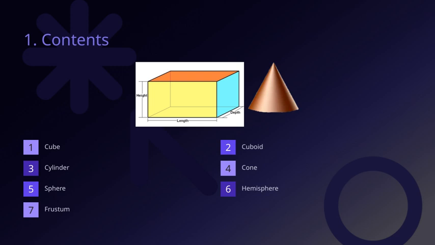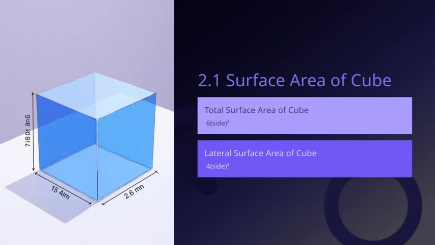All right, let's dive into the surface area of a cube. On this slide, you'll see 2 key formulas. The first one, 4 times the side squared, represents the lateral surface area. This means we're only looking at the sides that surround the cube, excluding the top and bottom. The second formula, 6 times the side squared, gives us the total surface area of the cube, which includes all 6 faces.